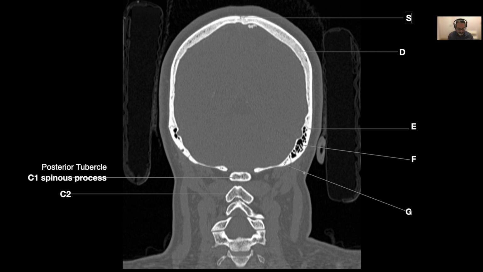That is a sagittal suture again. Correct. E is a suture. Squamous, yep. F. Yep, but which bone? Which bone?